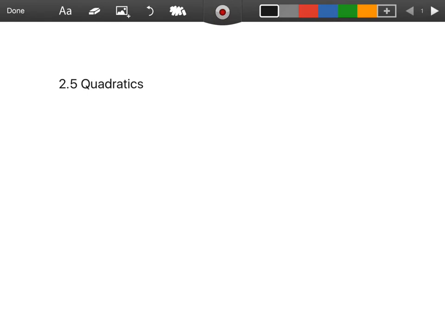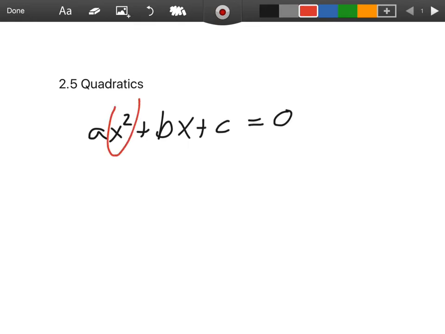Okay, 2.5 is going to be about solving quadratics. So we've been talking about linear equations. Now we're going to step it up to quadratic equations. This is the general form of a quadratic equation. The main thing here is we have some x squared term. So that's going to add another layer of difficulty in solving these equations.